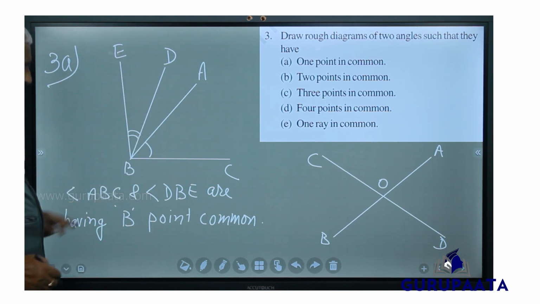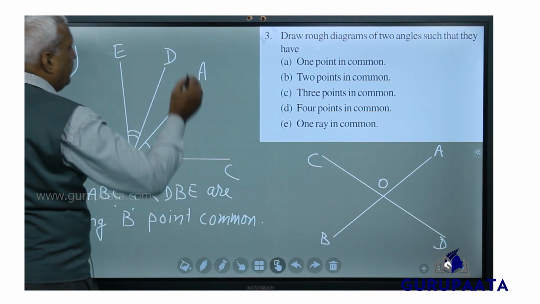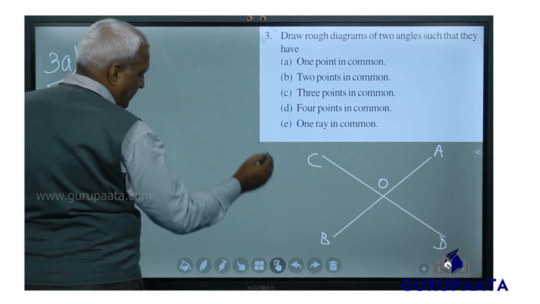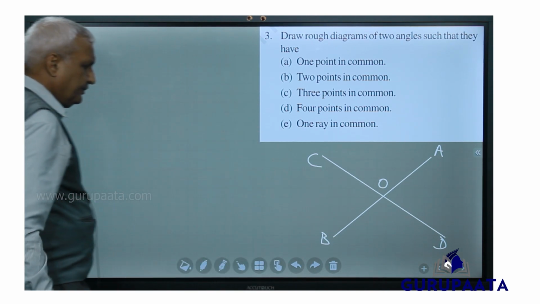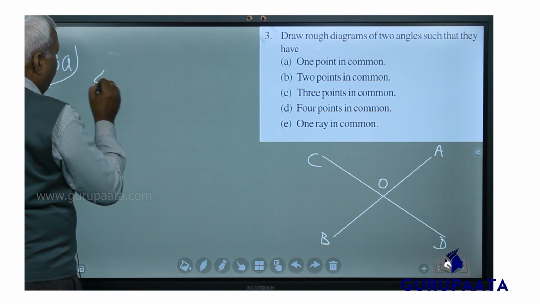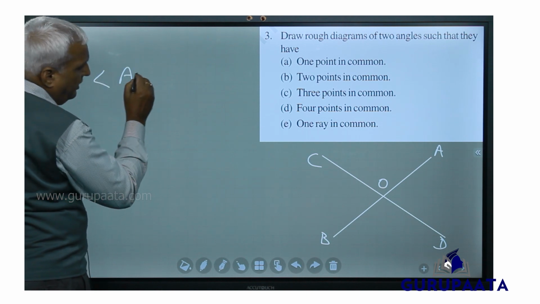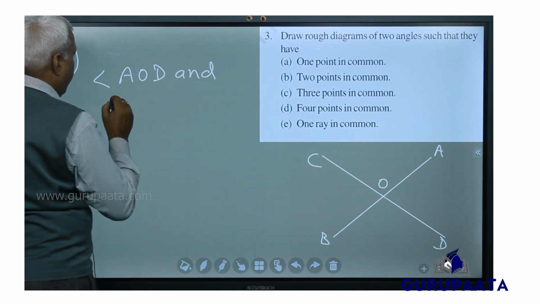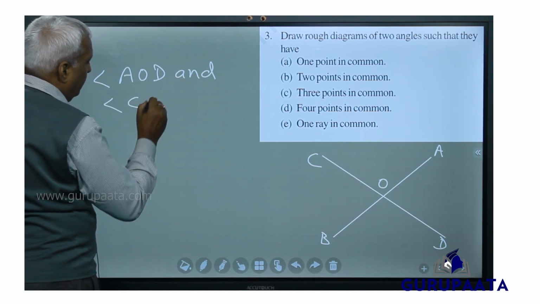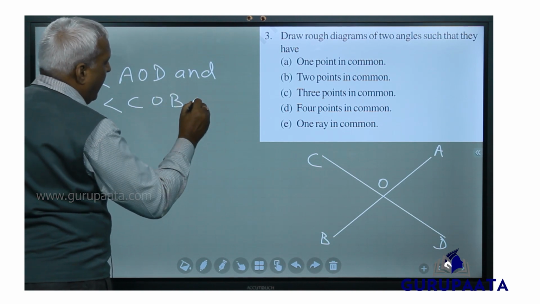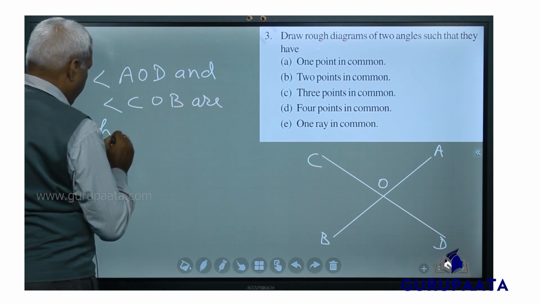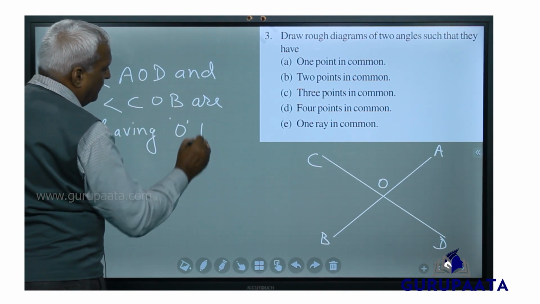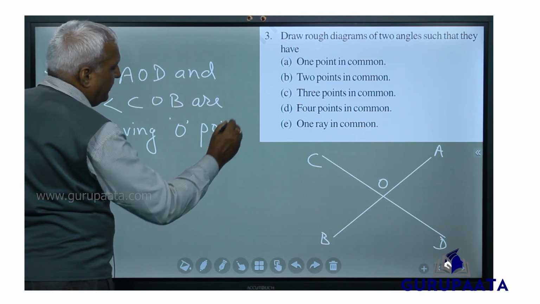So I will erase this one and I will write for that one also. In this figure, angle AOD and angle COB are having point O common.